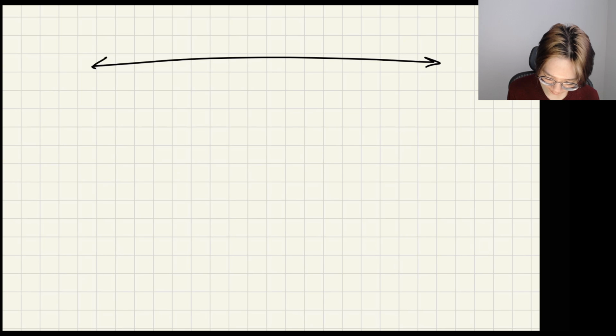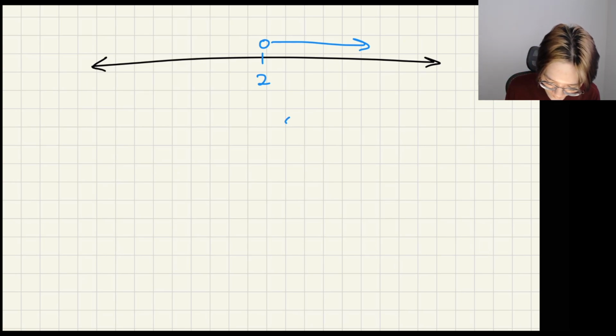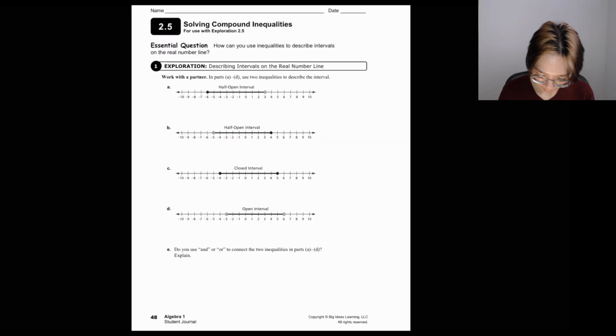where we have, for example, something like this, we have our number line. Let's say it starts at 2, open circle, this way. You know how to write the inequality for this one, right? We have 2, open circle, so it's not equal to, so there's no line. And if we have the graphed line as x, it is all the numbers greater than 2.